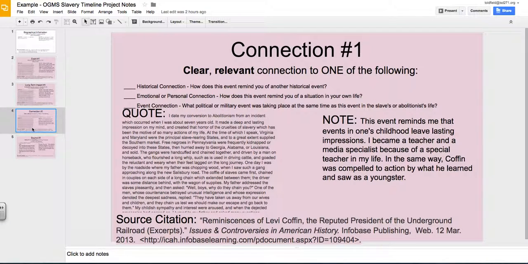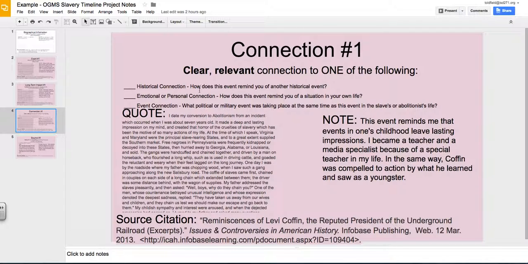The connection card is going to be a clear and relevant connection to one of the following. What I like about this card is that there's some choice for you. You can make a historical connection, an emotional or personal connection, or an event connection. A historical connection is described here. It says, how does this event remind you of another historical event? So you're comparing what happened in Levi Coffin's life as a young boy to another historical event that happened maybe during that time period, but maybe 100 years later.